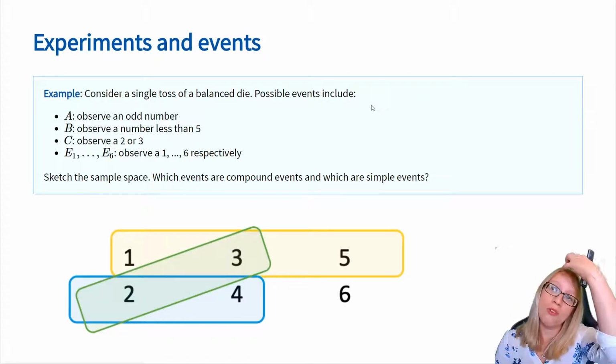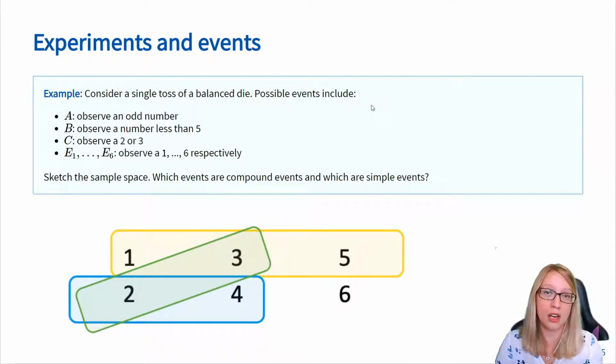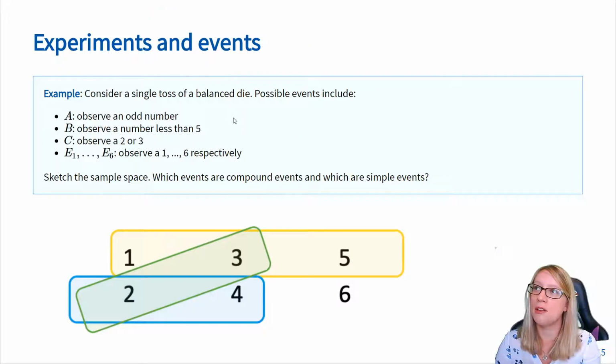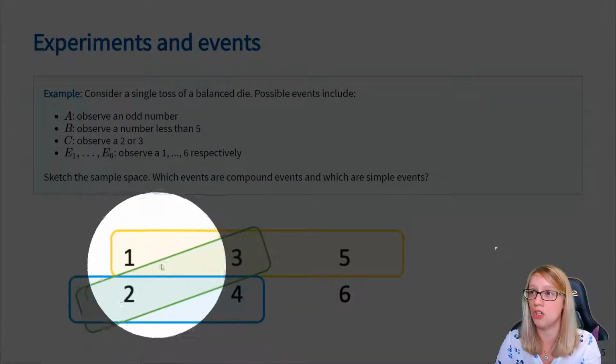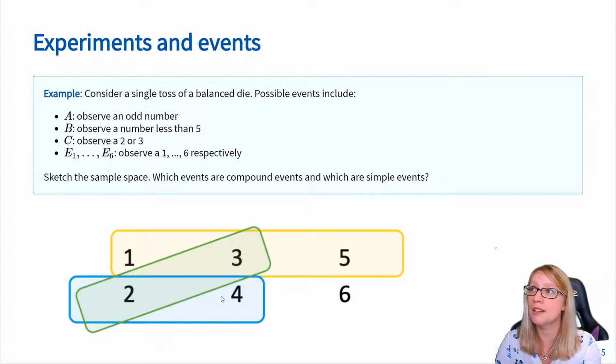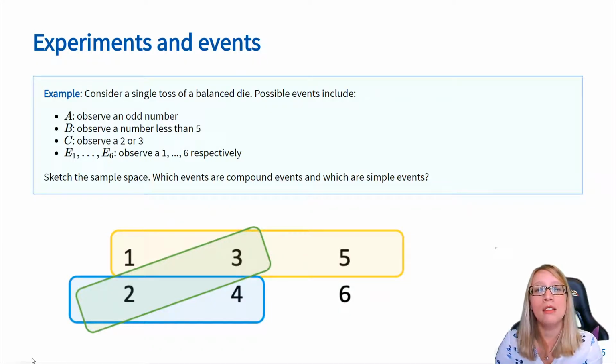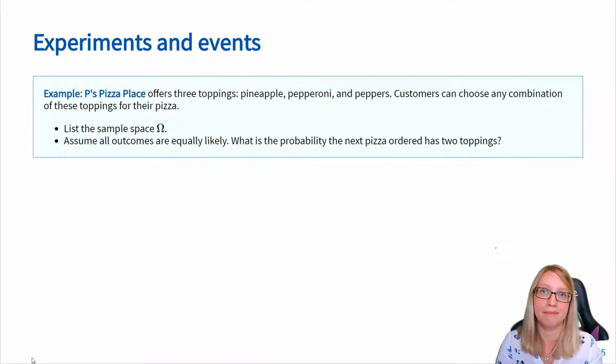So here's an example of what this sample space could potentially look like. So event A, observing an odd number, we have a 1, a 3, or a 5. B, this should say observing an even number less than 5. The only two even numbers less than 5 are 2 and 4. So B is that blue box. C, 2 or 3, is kind of the green diagonal box. The compound events are A, B, and C. They each contain multiple individual outcomes. The simple events are the 6 faces of the die themselves. Rolling a 1, rolling a 2, all the way up to a 6.